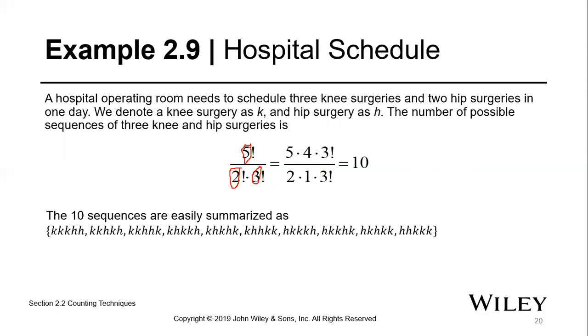So that just turns into 5 factorial over 2 factorial times 3 factorial. The easiest way to do it is 5 times 4 times 3 factorial over 2 factorial times 3 factorial. So these will cancel out. That cancels out, leaves this as a 2. 5 times 2 is 10. And then that gives you the 10 possible sequences.